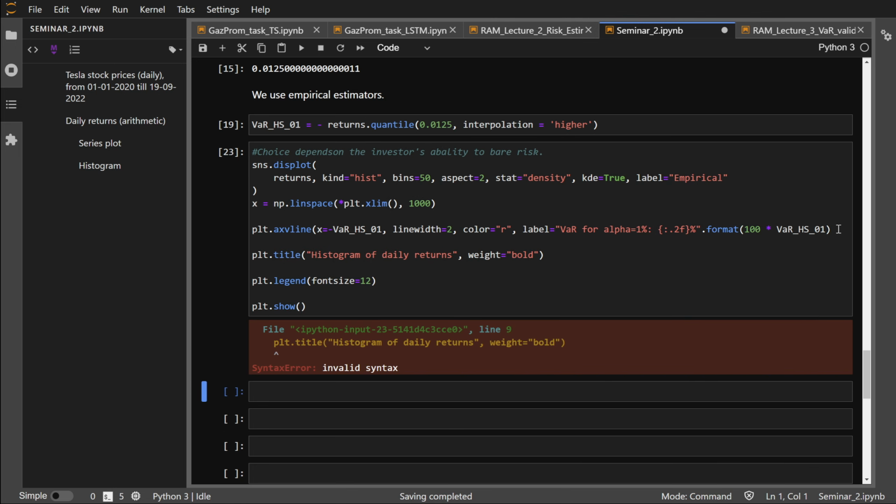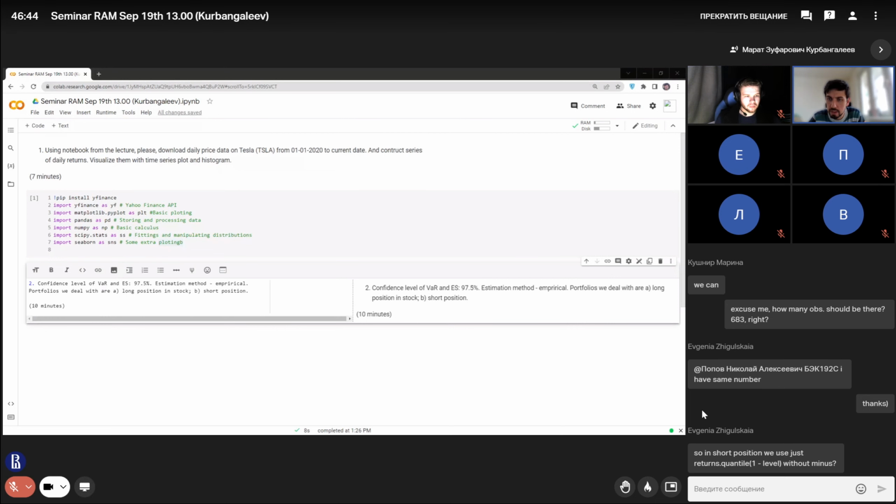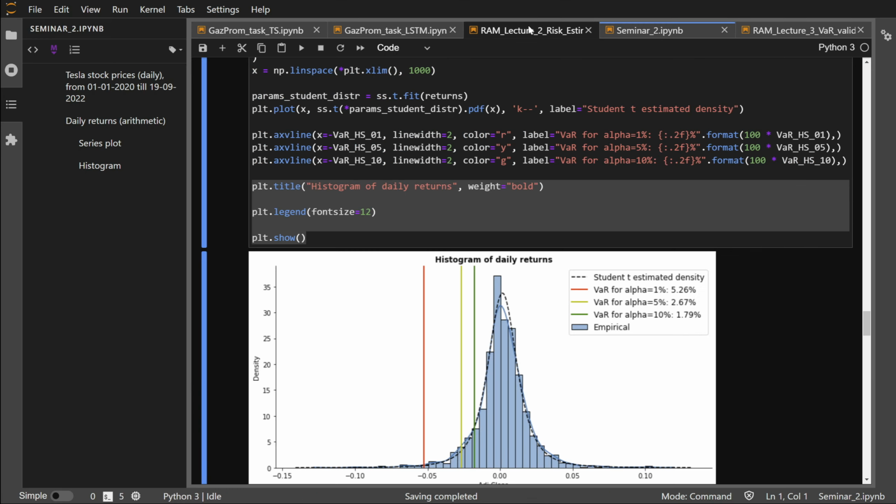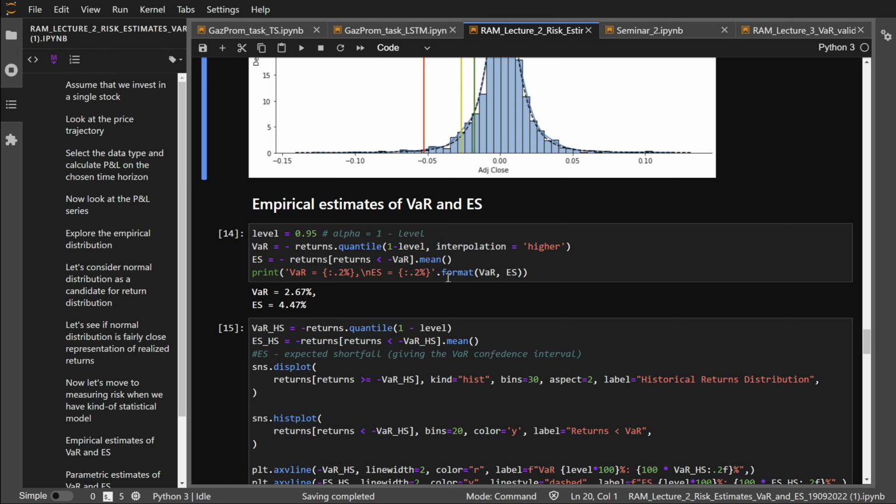Okay, here is a question from Evgenia. So in the short position, we used just the returns quantile 1 minus level without minus. I'm not sure that I understand the question.